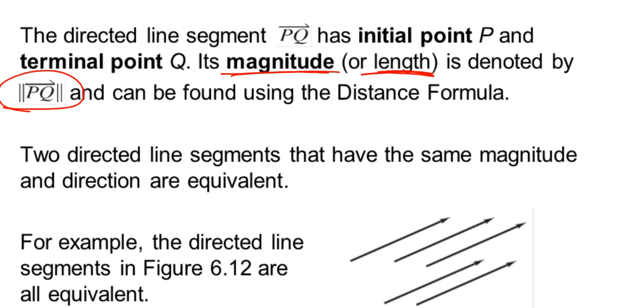The magnitude is written as a double bar, PQ for the vector, and then the double bar. So when you see that double bar, you're using the distance formula, or possibly the Pythagorean theorem would be appropriate, if given a situation. So that's going to be using the distance formula.